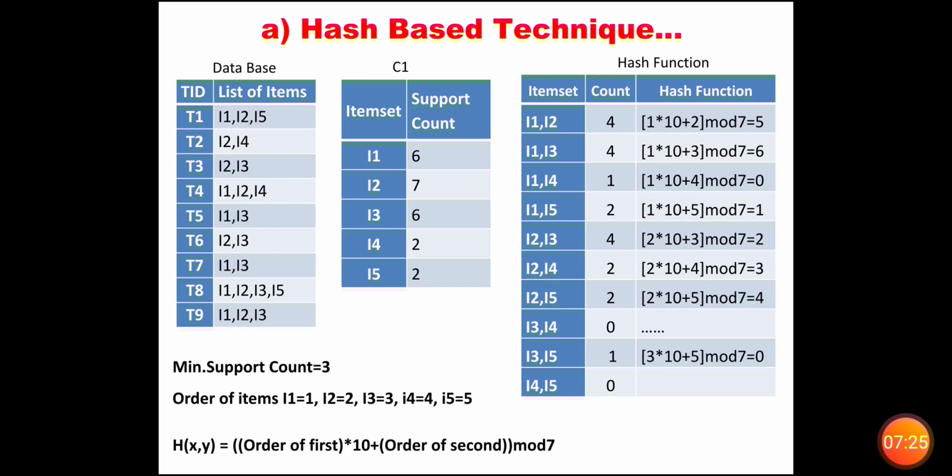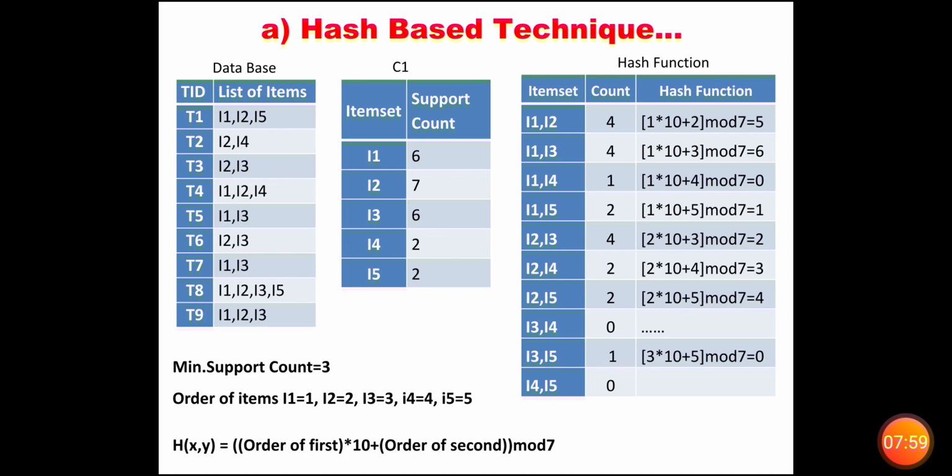Again, next, the item set I1, I2: how many times does it occur in the base table? It is 4 times. For example, I1, I2 in the database: we can see in T1 it occurred, in T4 it occurred, then in T8 it occurred, then T9 it occurred. So totally 4 times it occurs in the database. So the count is 4.